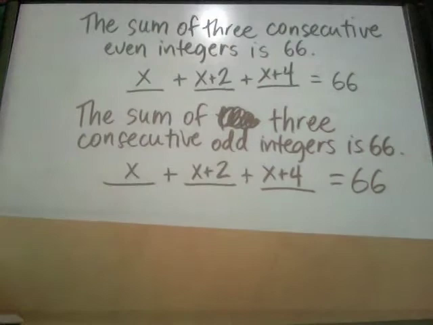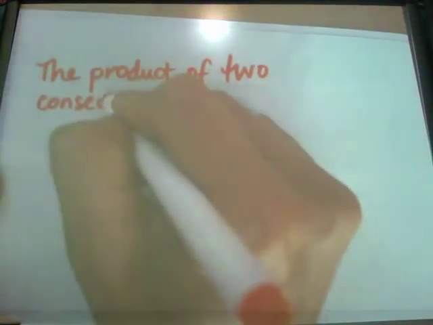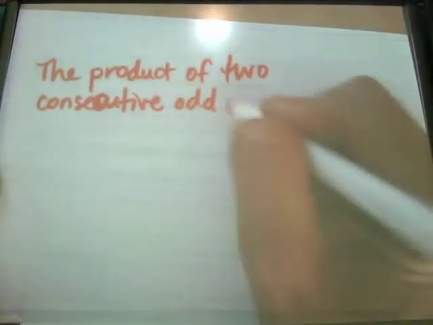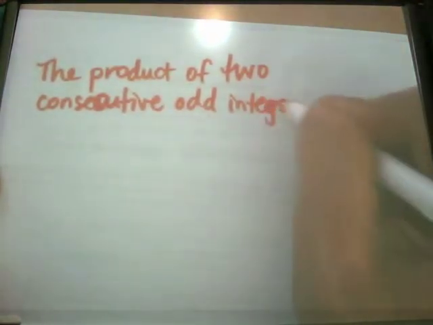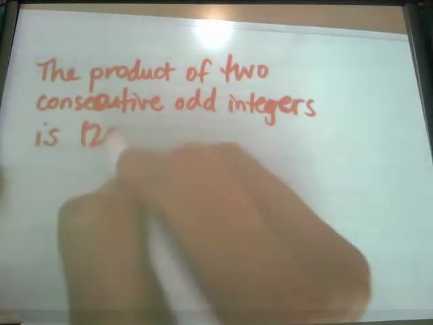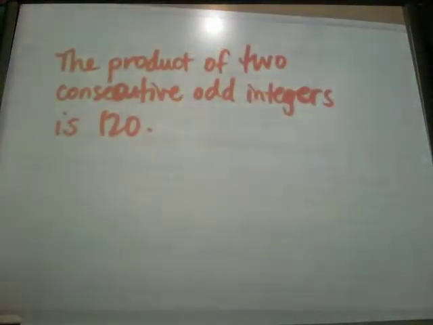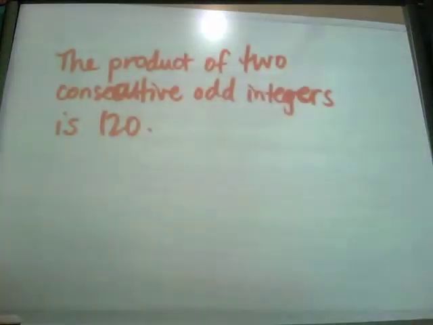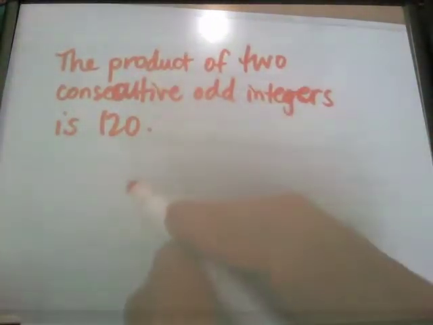Same stuff, but let's say it says now instead of the sum, this is the last one I want to show you. What if it says the product of 2 consecutive odd integers is 120. Now, instead of sum, and sorry about the messy writing, consecutive odd integers, product means what?